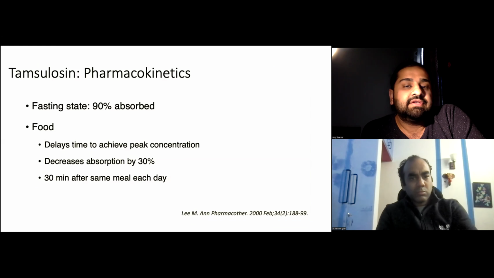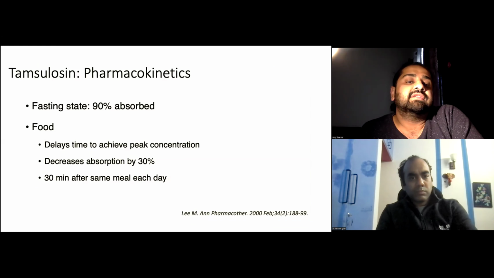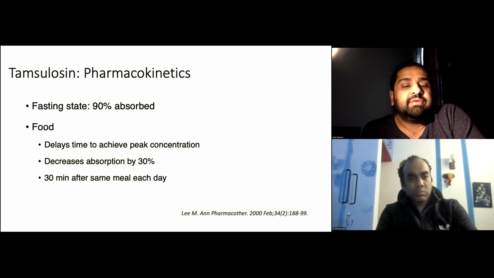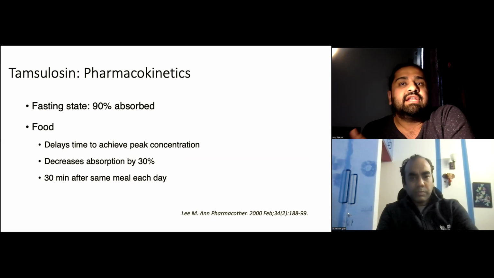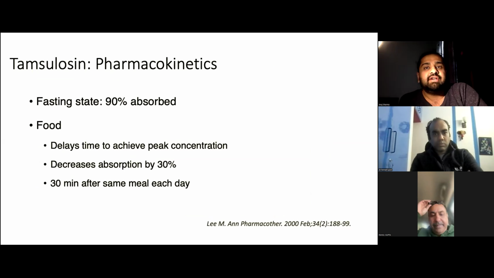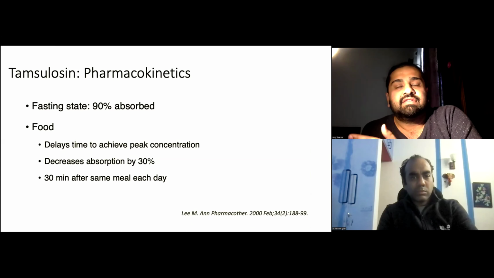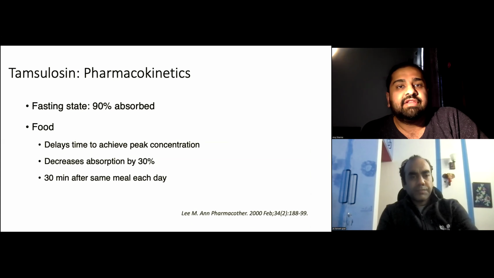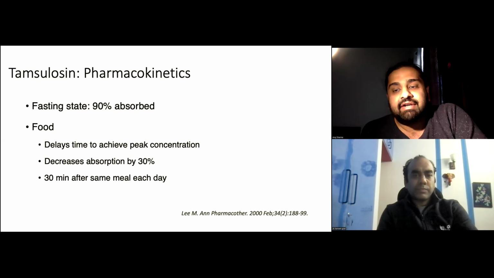Regarding tamsulosin, again, it is taken in a fasting state. It is absorbed almost 90%, and food delays the absorption by 30%. So it should rather be taken 30 minutes after a meal. We should fix a meal and take it 30 minutes after that meal. We usually take it at night so that the chances of hypotension or dizziness and other symptoms which are commonly present with alpha blockers are more circumvented during sleep time.